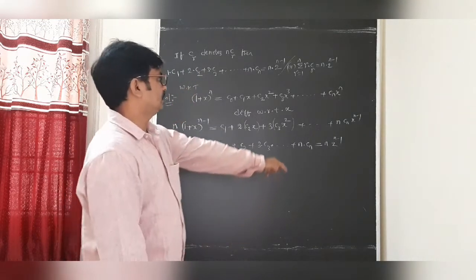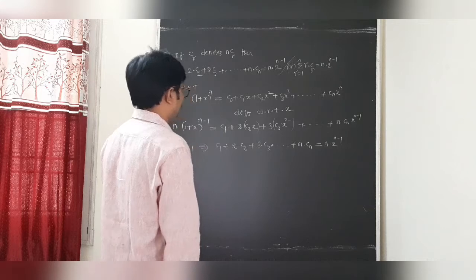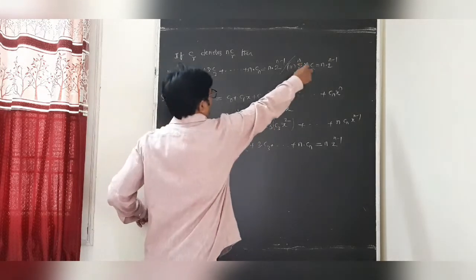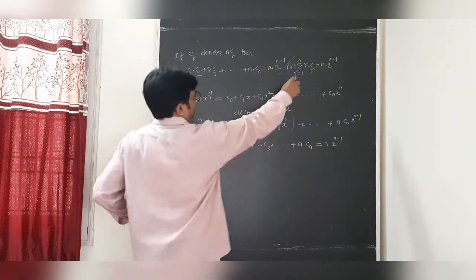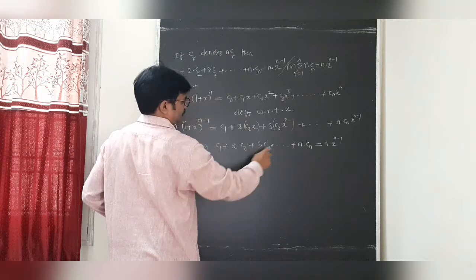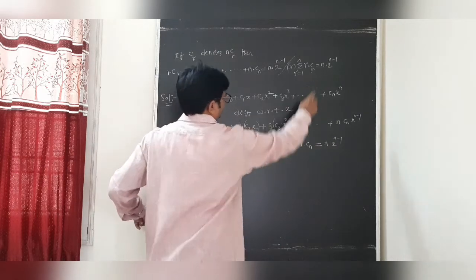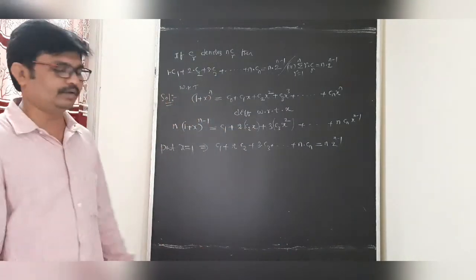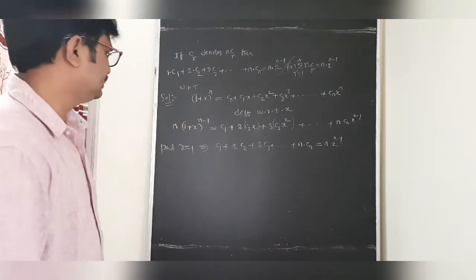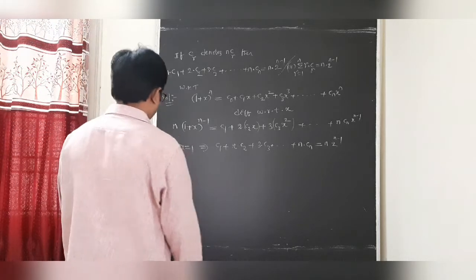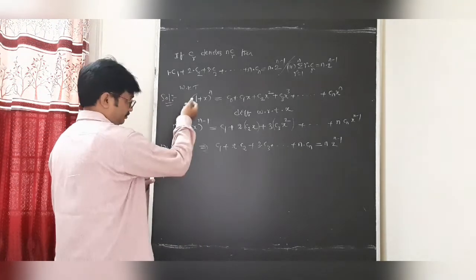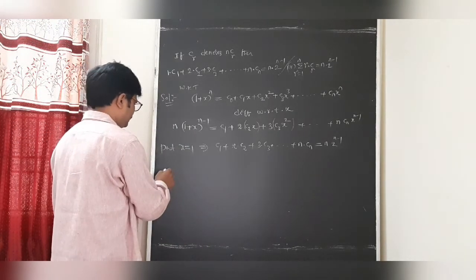Okay students? Now this we can also write in sigma notation. r equal to 1 is 1C1, r equal to 2 is 2C2, finally rCr. That is n into 2 power n minus 1. My dear students, this is enough, the proof is completed.